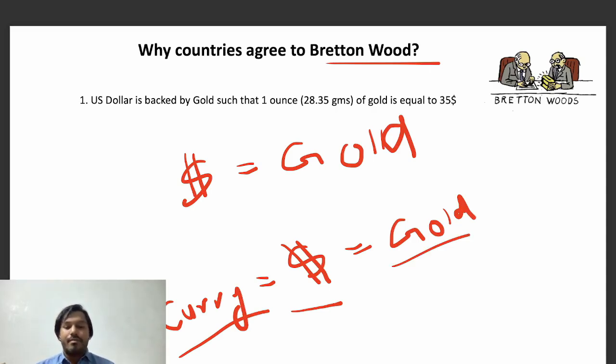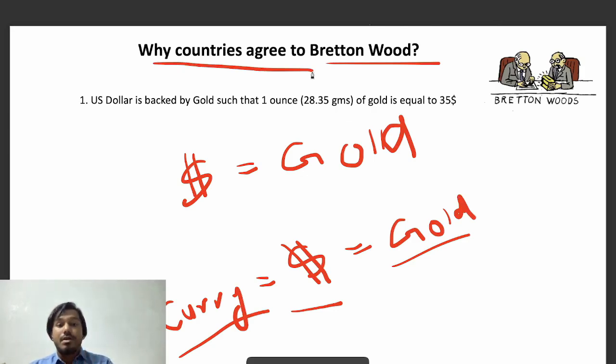You might be thinking, why would these 44 countries agree to the Bretton Woods? First of all, it's common sense. Most of the countries around the world were destroyed by the war. They had nothing left, they didn't have enough money or power to oppose the superpower at that point in time, right? So America is a superpower. America said that we are linking our dollar to gold, and we want you to link your currency to the dollar. Now I'm going to explain why countries agreed to the Bretton Woods.